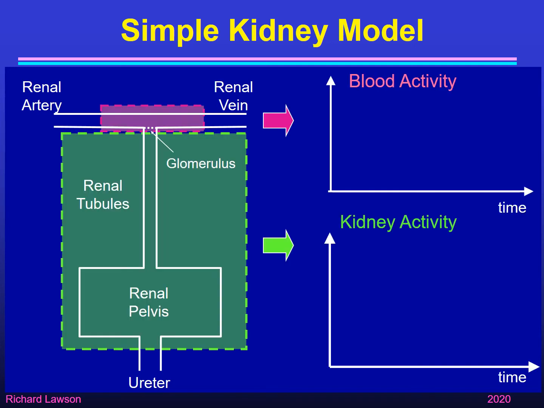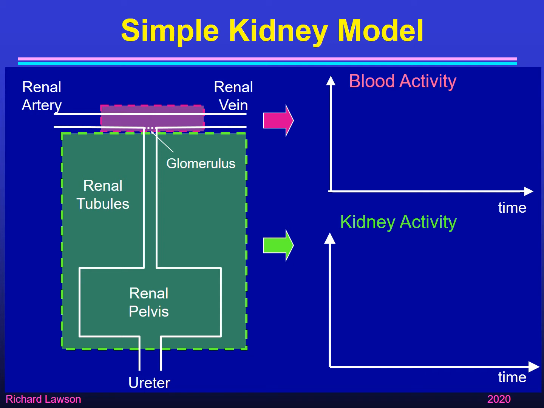So we can consider two regions of interest. The red region of interest is activity within the renal artery and renal vein, which is still within the blood. The green region of interest shows activity that's been extracted from the blood and is passing through the renal tubules and the renal pelvis, and that's the activity that we're interested in. It's been extracted from the blood. This represents uptake in the kidney, showing the kidney function.